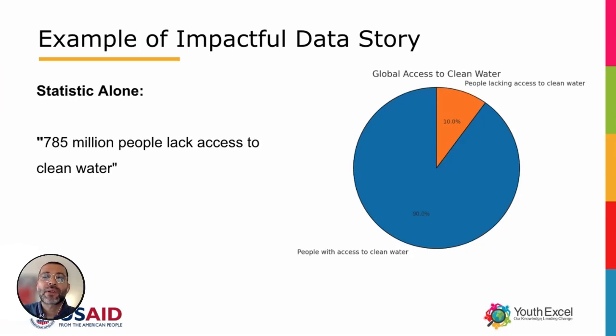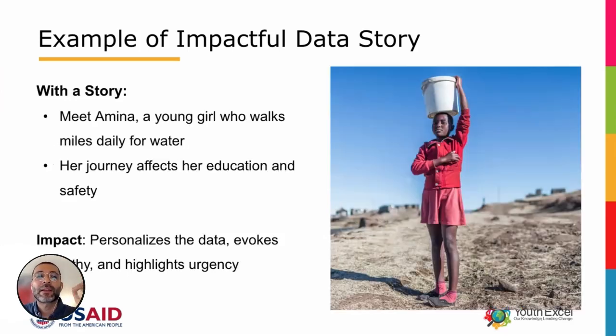And we have on the right a nice graphic saying the global access to clean water, which is 10%, and people lacking access to clean water and people with no access to clean water. So the majority of people lack access, right? Now we're going to see an example telling a story. This is a very brief example.